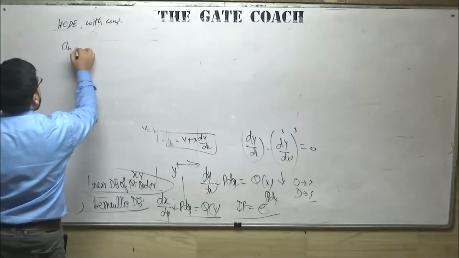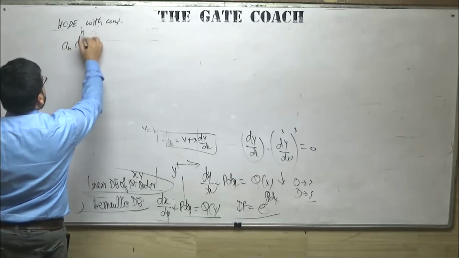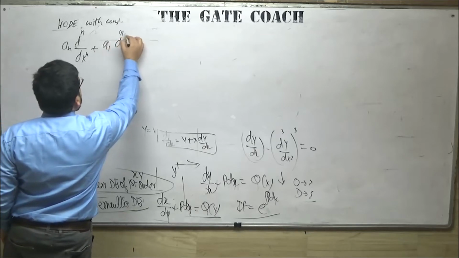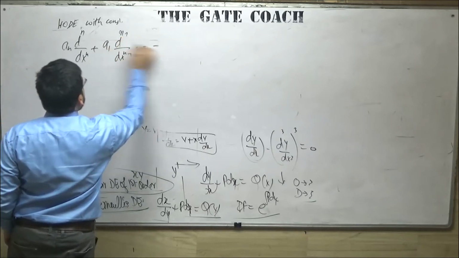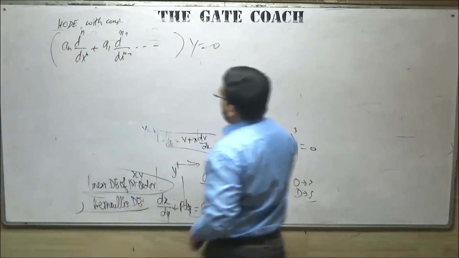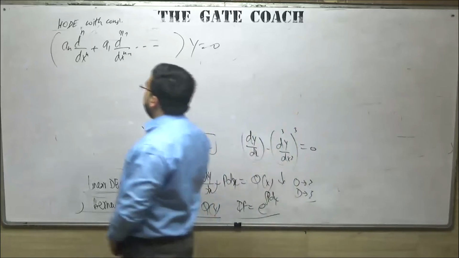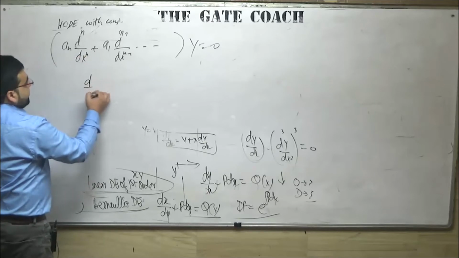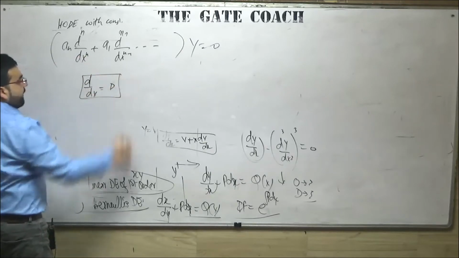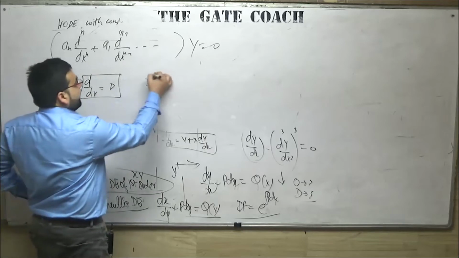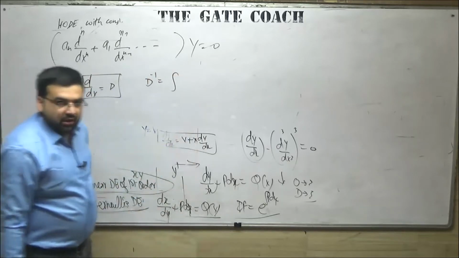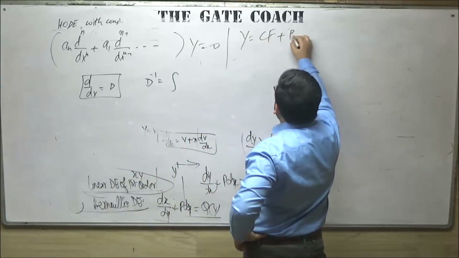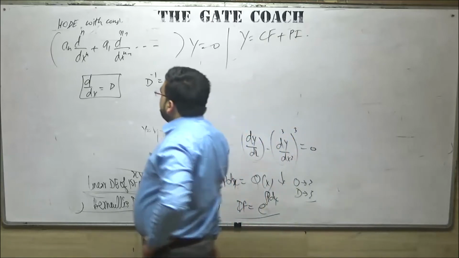For example, we have like this: d^n y by dx^n plus a1 d^(n-1) y by dx^(n-1) and so on is equal to 0. If you have a differential equation like this, it is called a differential equation of higher order with constant coefficients. This d by dx can also be written as capital D. D inverse means integration. For this we have the solution like this: y is equal to complementary function plus particular integral. Now how to get this CF and PI?